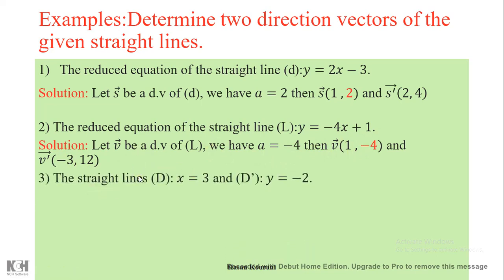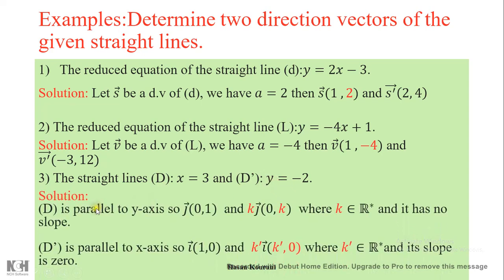Another example, the straight lines. As you see, D: x = 3. This is an equation of a straight line. When x equals a constant, this is a particular case, and this straight line will be parallel to the y-axis, a vertical straight line. We look for a direction vector for this. Also, we look for a direction vector for the straight line whose equation is y = -2. This is a particular straight line which is parallel to the x-axis, a horizontal straight line.